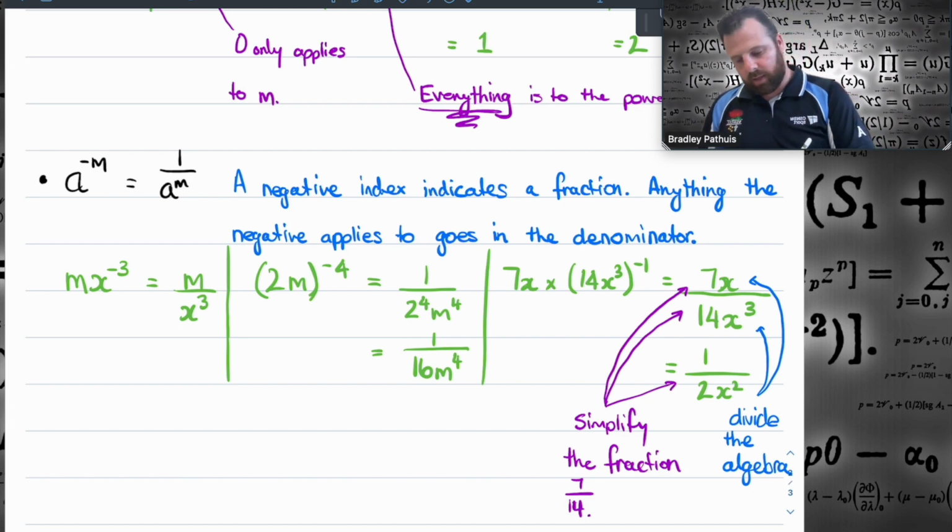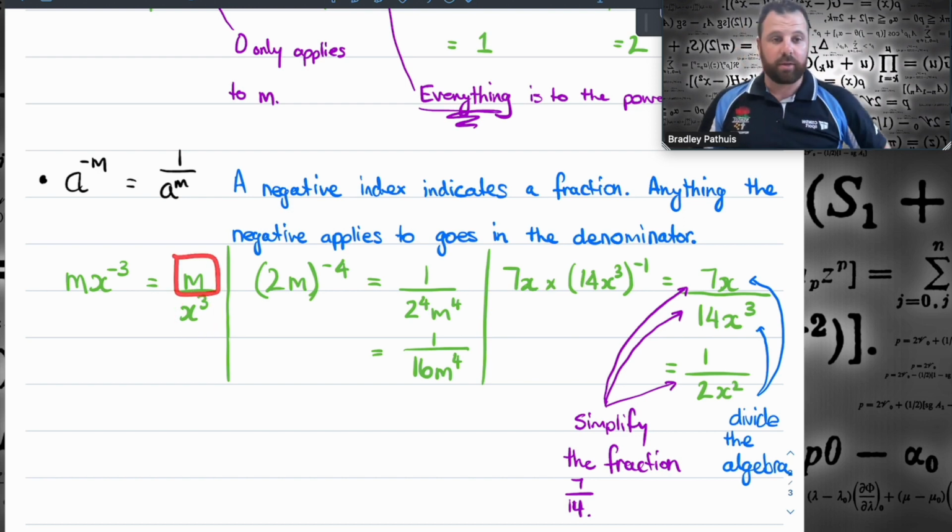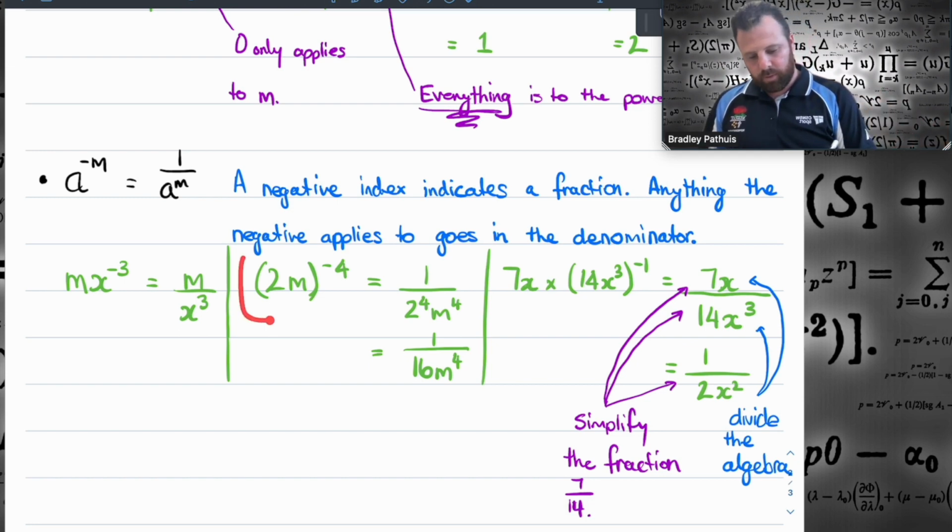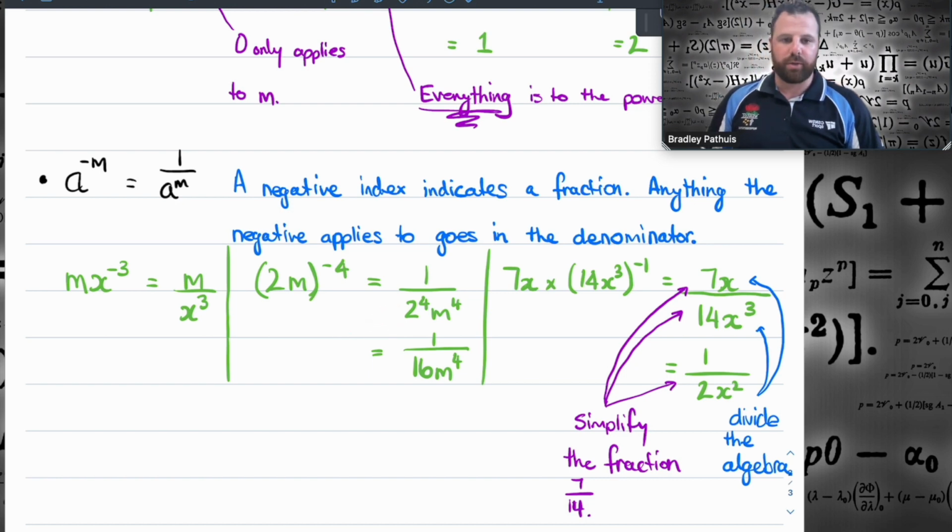Looking at this first example here, x to the power of negative 3. Only the x has the negative applying to it, so the x goes in the bottom. Anything that doesn't have the negative applied to it stays in the top. So m has no power, x has the power of negative 3, so the x cubed goes in the bottom. This next bracket across, everything's to the power of negative 4. So everything goes in the denominator. And remember, 2 to the power 4 is something we can evaluate. We write that on our calculator.